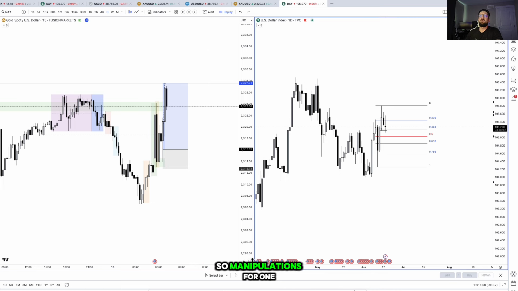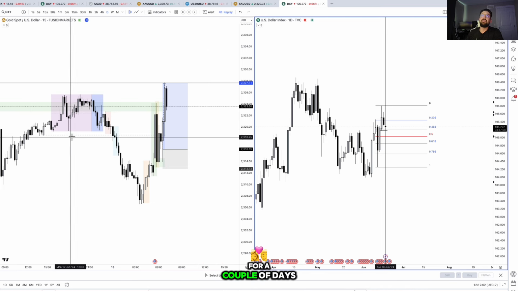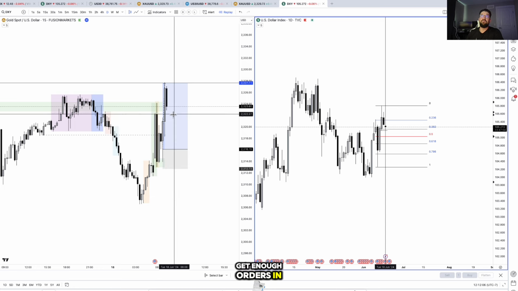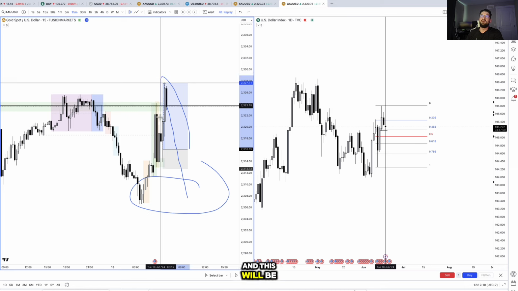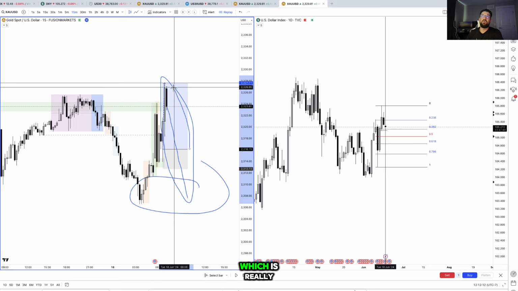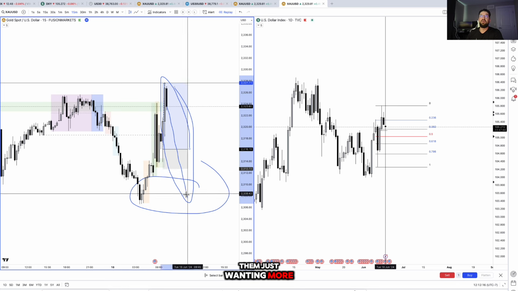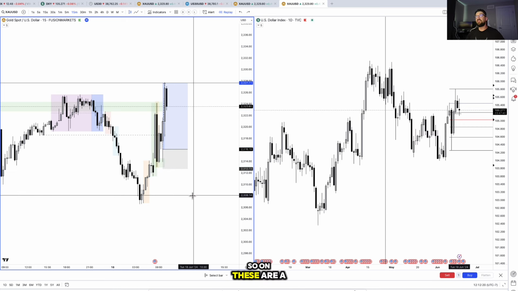Manipulations happen for one of two reasons. They need more liquidity for a couple of days, or the institutions didn't get enough orders in, so they'll spike price down if they want to buy more. And this will be the inducement and the manipulation, which is really them just wanting more positions at a better price. So these are a bit tricky.